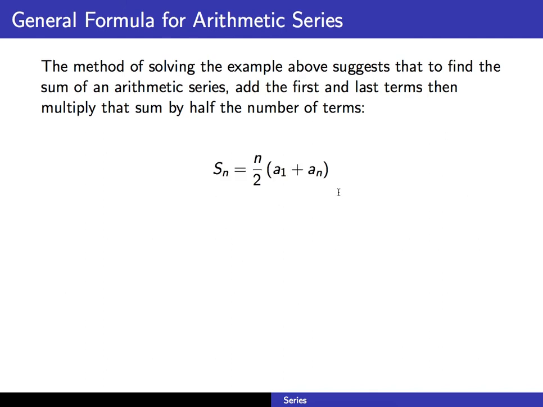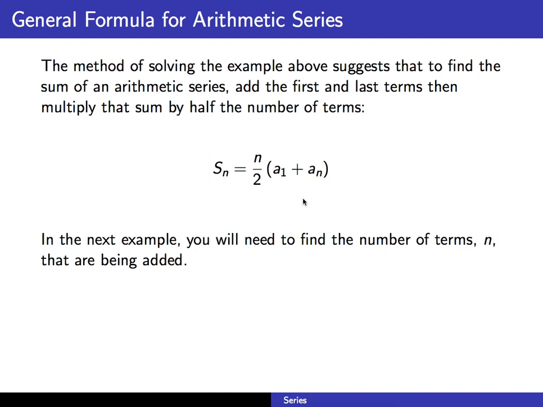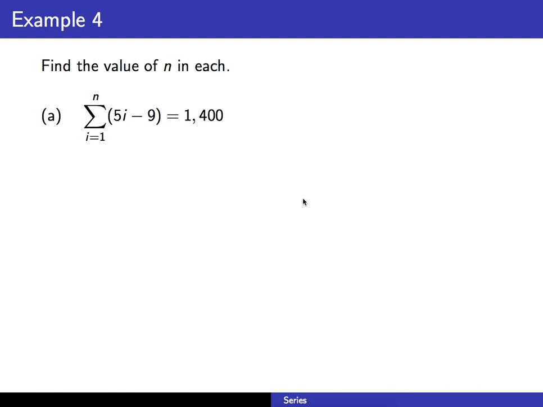So the sum of an arithmetic series is half the number of terms times the first term plus the last term. In the next example, because we do encourage the use of technology, I'm going to ask that you find the number of terms n that are being added. Example 4: find the value of n that makes each of the following true.